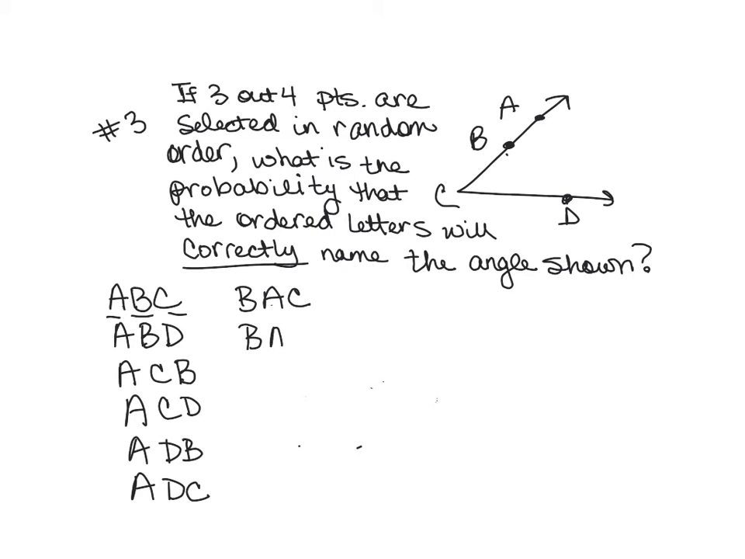BAD would be next. Now let's put B and C in front. So we have BCA and BCD. There's no other ones that could start with B and C. So now let's move on to BD: BDA, BDC.